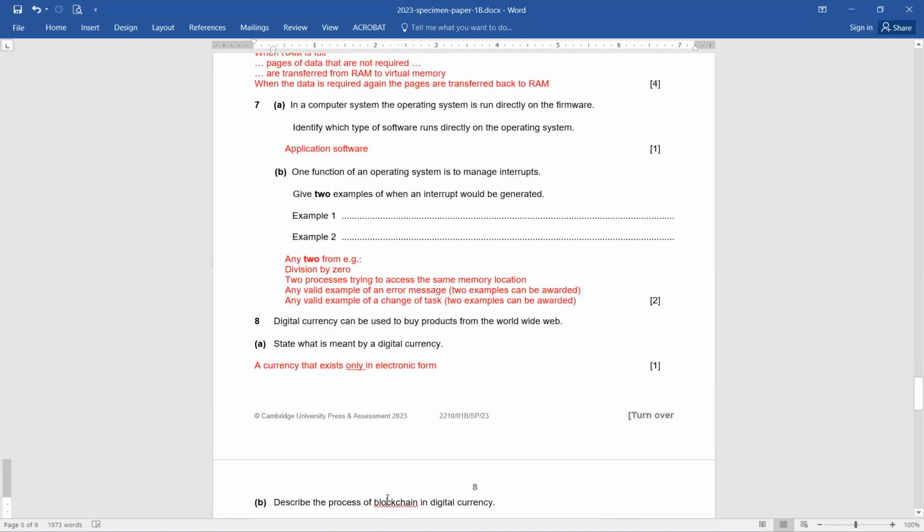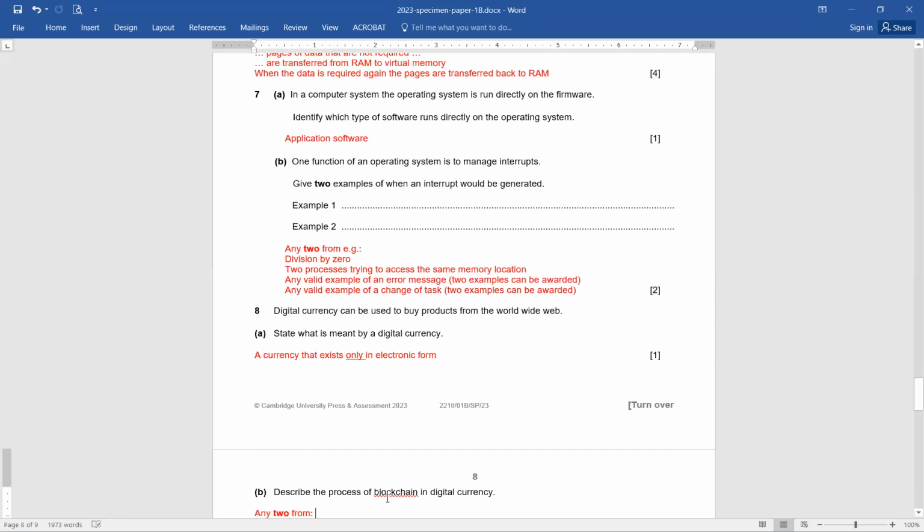Question number 8. Digital currency can be used to buy products from the World Wide Web. State what is meant by a digital currency. Simple. A currency that exists only in electronic form. Something that is not physical, something that only exists in electronic form is going to be called digital currency. Any questions?